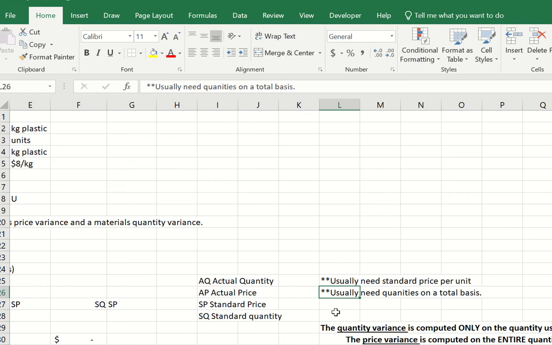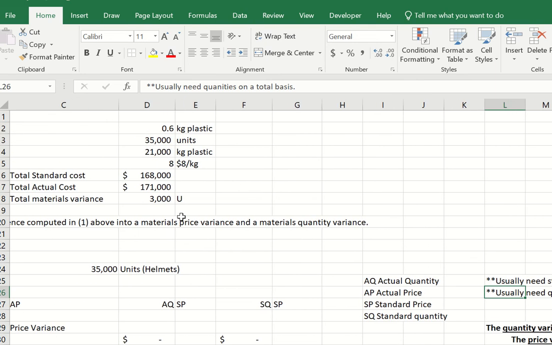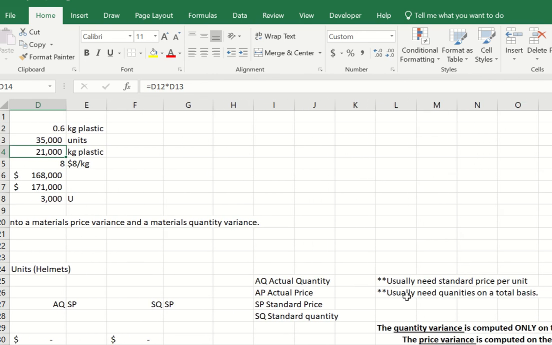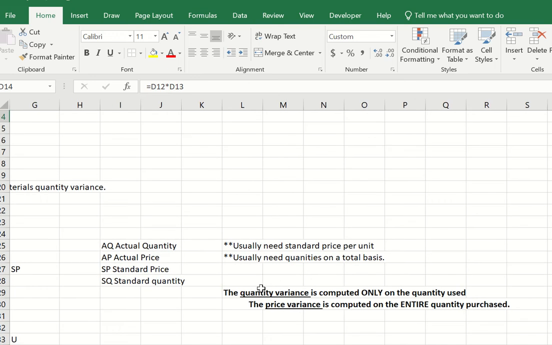So 0.6 kilograms is not going to be on a total basis. I'm not going to use 0.6 kilograms of plastic to manufacture 35,000 helmets. That doesn't seem reasonable. But if I times the 0.6 by 35,000 units, that seems more reasonable: 21,000 kilograms of plastic on a total basis. So remember, quantities need to be on a total basis, and then I have more hints over here.